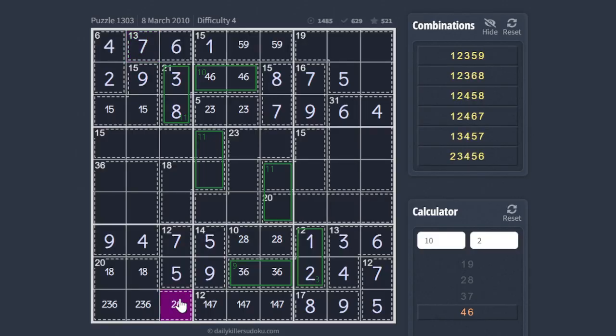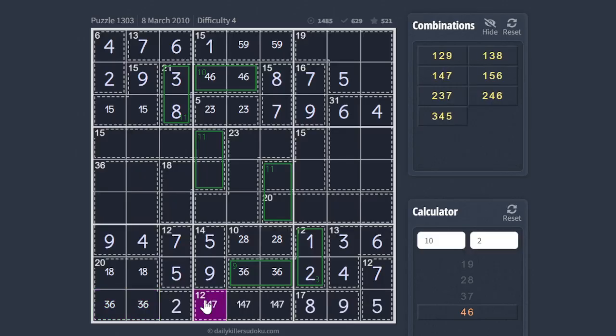This cannot be a 6, this is a 2, which eliminates the 2 from those. Any other cleanup there? We can remove a 1 from here because of this 1. We can remove a 7 from this because of this 7. But I think that is all we're going to do here. Now, the remaining cells in box 3, the 19 cage.